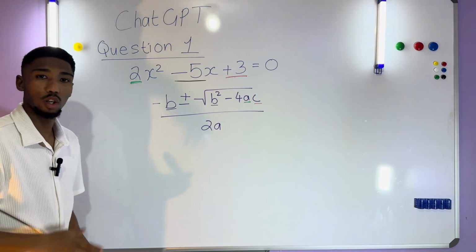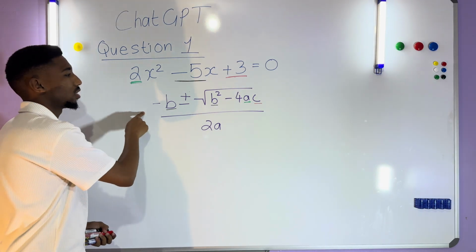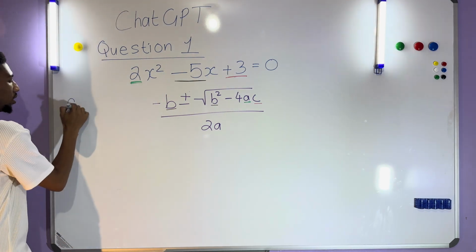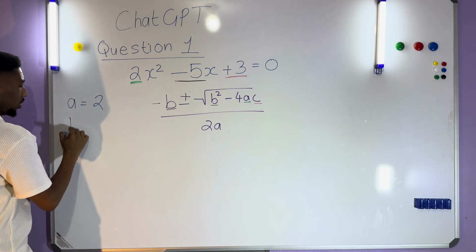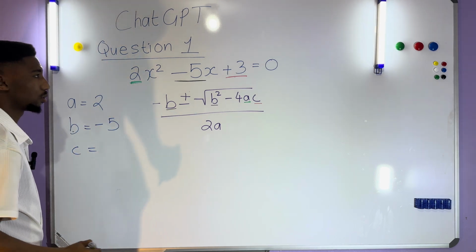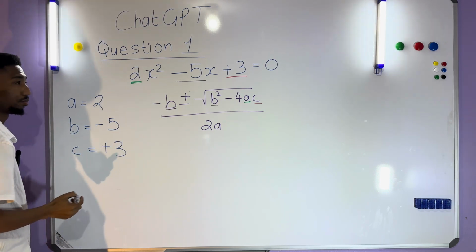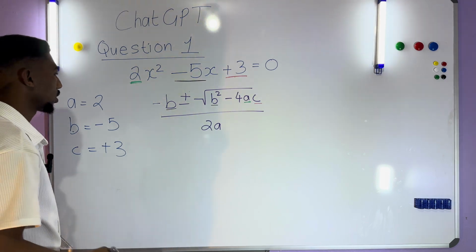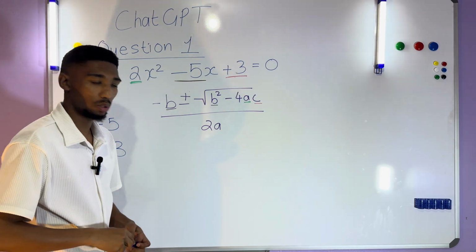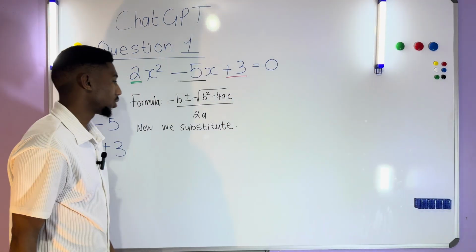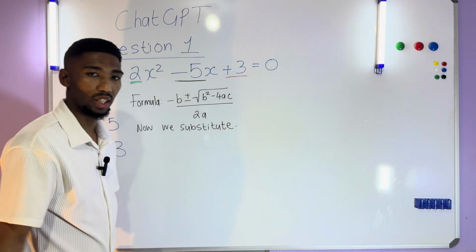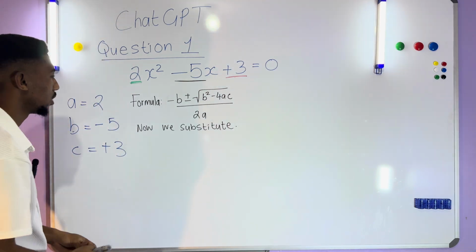Right, let's go ahead and substitute into the quadratic formula for our two possible answers. So as follows, we know that a is equal to 2, b is equal to negative 5, and c is equal to plus 3. Now that we found our values for a, b, and c, we are simply going to substitute into the quadratic formula and get our two possible answers.